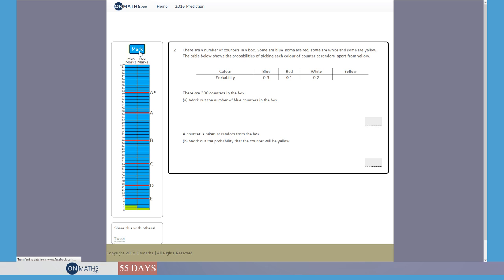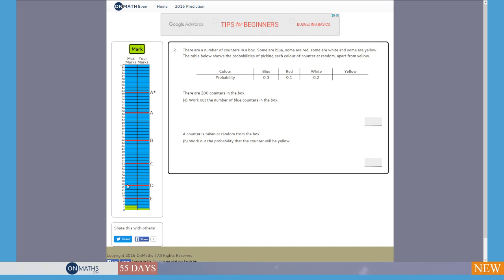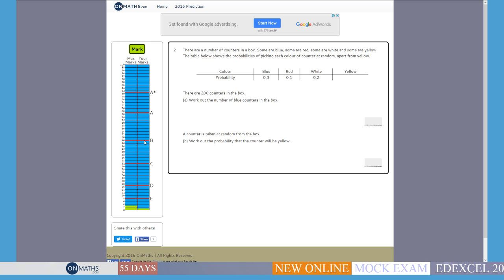When you click next question, it comes up with this graph. On the left hand side, that's the total marks you could have got. On the right hand side, that's how many marks you have got. The grade boundaries here also, you can see when you've got an E or a D or a C, and you can see how far you are away from getting the grade above.